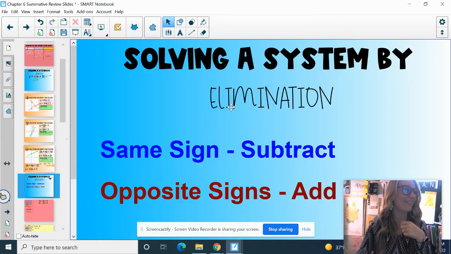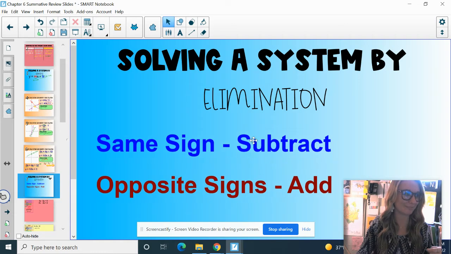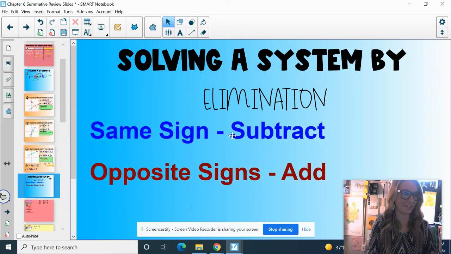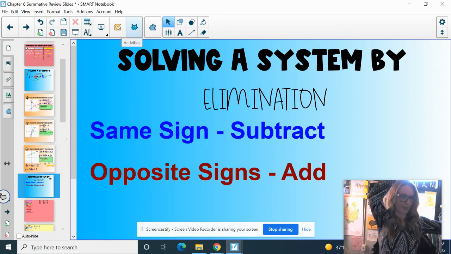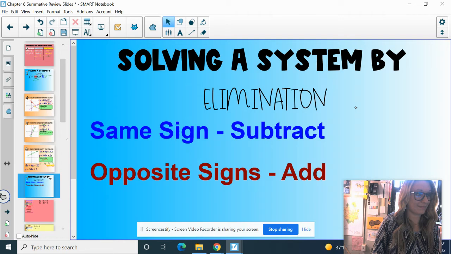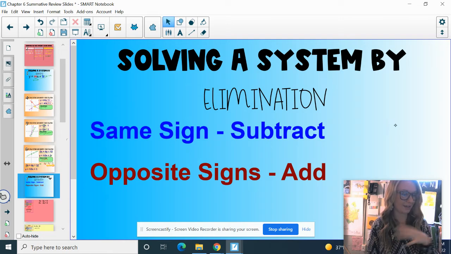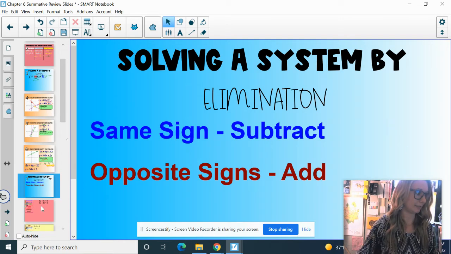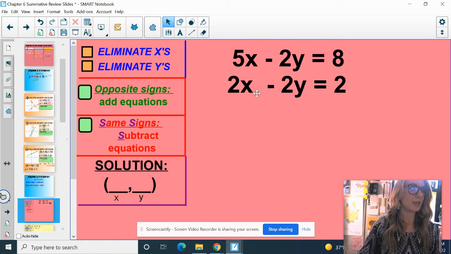Moving on. Let's go into elimination. Remember, when we're talking about elimination, you're trying to find variables that are the exact same, so like 2x and 2x, or 5y, 5y. When you've got those the same signs subtract, opposite signs add. All right, let's make it happen.